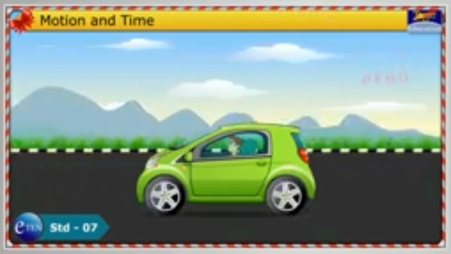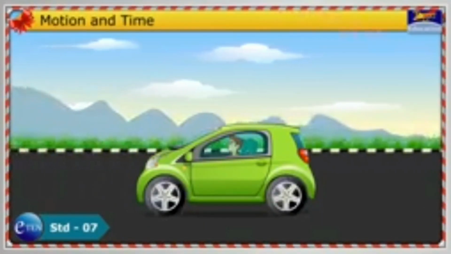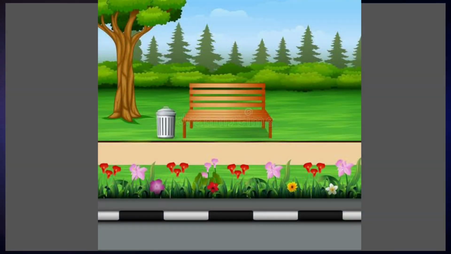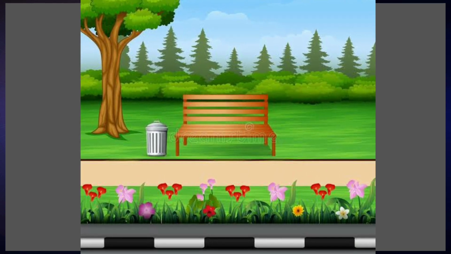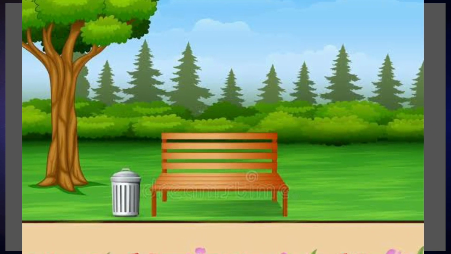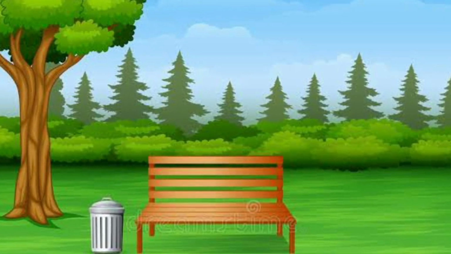You can see the position of this car is continuously changing with respect to time. So, it is in motion. Whereas, if the position of an object does not change with respect to time, it is said to be at rest. Here you can observe the position of the chair and the tree does not change with respect to its surroundings with time. So all these objects are said to be at rest.